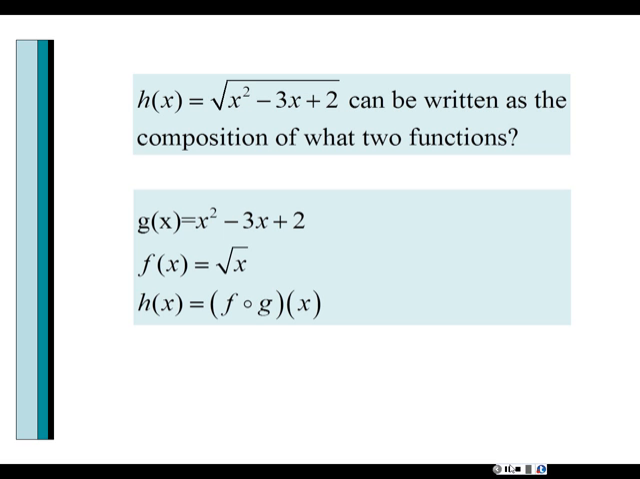So here we are first writing h of x. We first have h of x equals x square minus 3x plus 2. Now we assume this is g of x. So we just write g of x first.